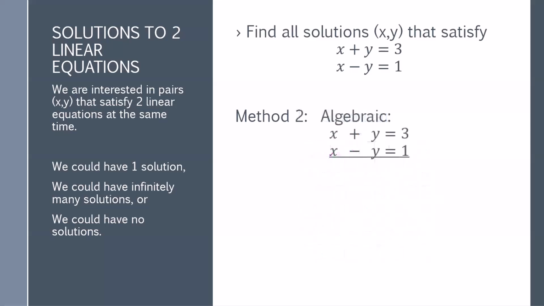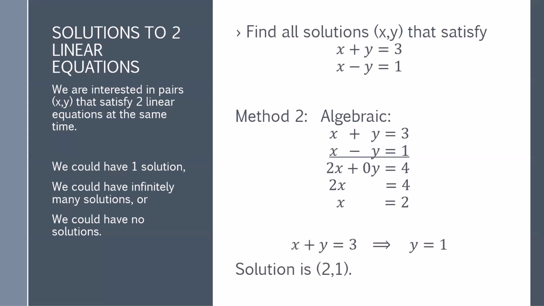Another method is the algebraic method. In this case, we have coefficients that match in front of the y's, where the only difference is the sign. So we can go ahead and add these two equations. So x plus x gives us 2x, y minus y equals 0, and 3 plus 1 is 4. So we end up with 2x equals 4, or x equals 2. If we take our x value and plug it into one of the equations, then we can find that y equals 1. So our solution again is (2, 1).